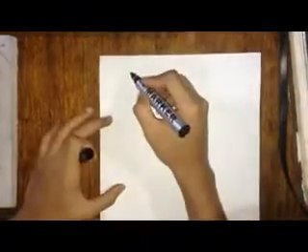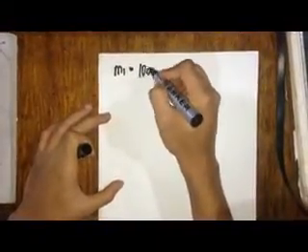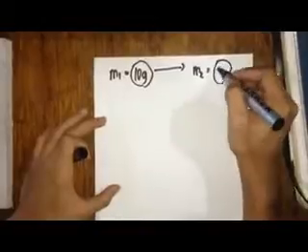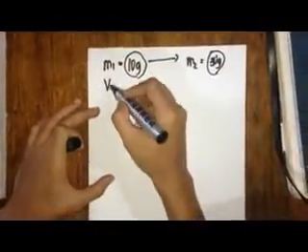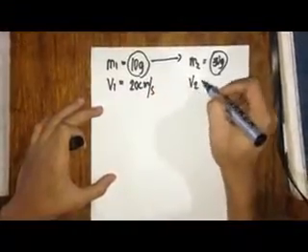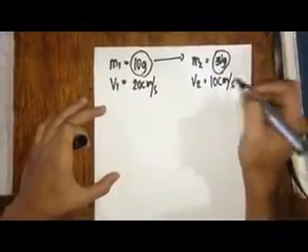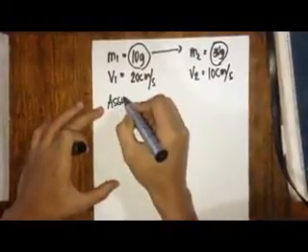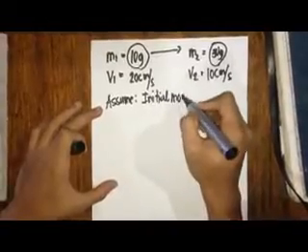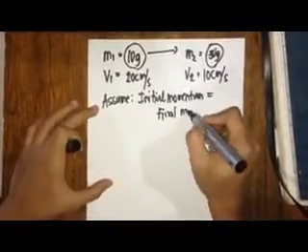you have here mass 1, which is equivalent to 10 grams, colliding with mass 2, which is equivalent to 30 grams. The 10 grams has a velocity of 20 centimeters per second, and velocity 2 is 10 centimeters per second. So assume, in solving the problem, that the initial momentum is equal to the final momentum.